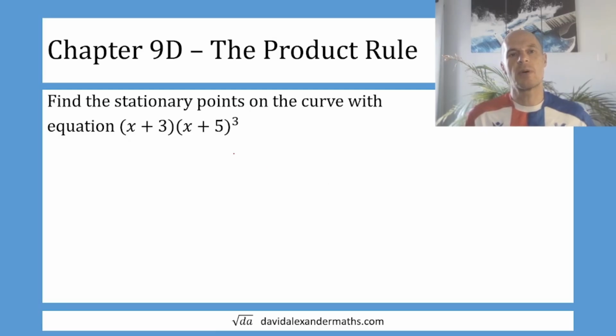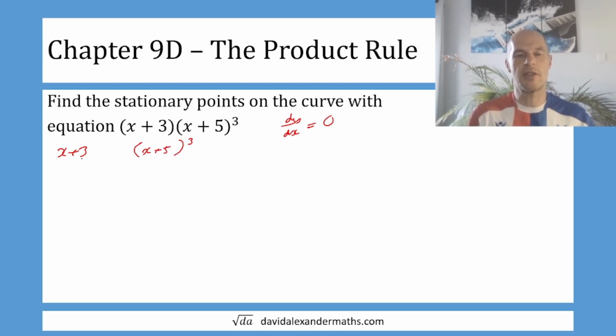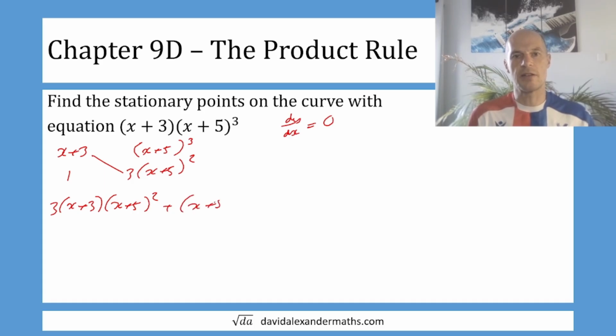So here's a question where we've been asked to find the stationary points. We need to remember that the stationary points is when dy by dx equals 0. So we've got an x plus 3 and we've got an x plus 5 cubed. Let's differentiate them. Both x plus 3 goes to 1 and this goes to 3 lots of x plus 5 squared. Nice and easy. So let's chuck these two together. So that's 3 lots of x plus 3, x plus 5 squared, plus x plus 5 cubed.